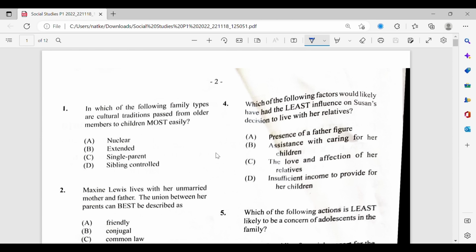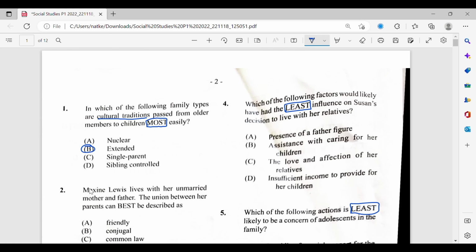Number 1 says, in which of the following family types are cultural traditions passed from older members to children most easily? Now, when you're doing multiple choice, pay attention to all the words that are in bold because they are telling you exactly what is required and helping you not to get tricked, right? So it says most easily. So cultural traditions most easily, that would have been the extended family. So the answer is letter B.